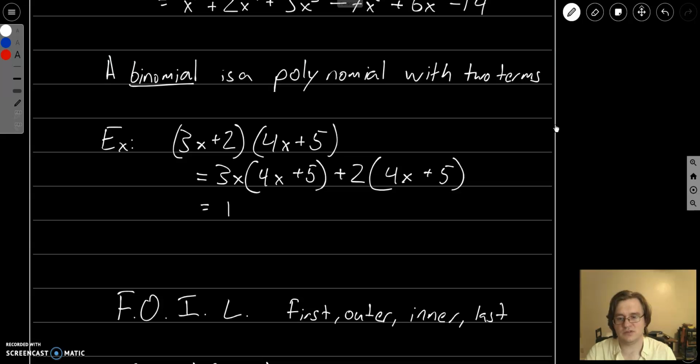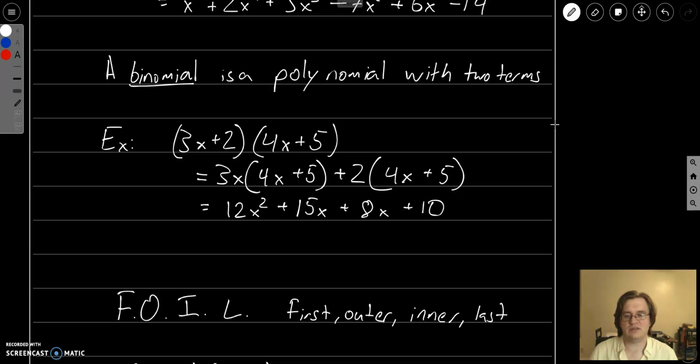The 3 times 4 is going to be 12. X times x is x squared. Also 3x times the 5, so this will be 15x. Plus 2 times the 4x will be 8x. Plus 2 times 5 is 10. Now I want to stop and pause for a moment. I haven't simplified this. I would have to combine the like terms in the middle.